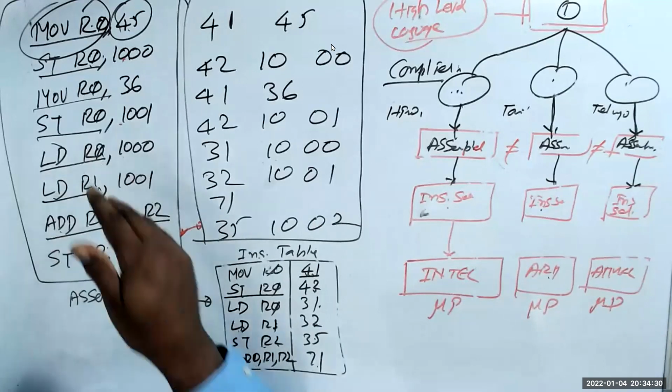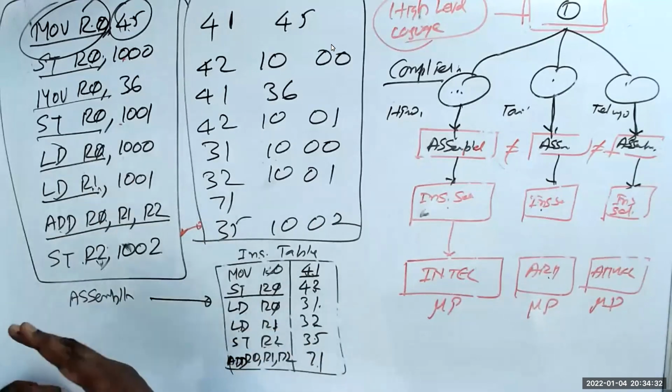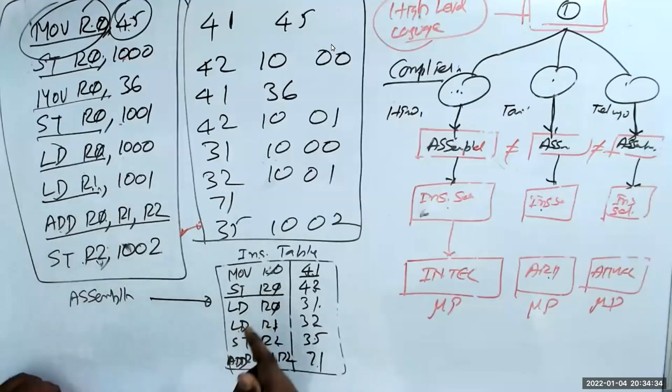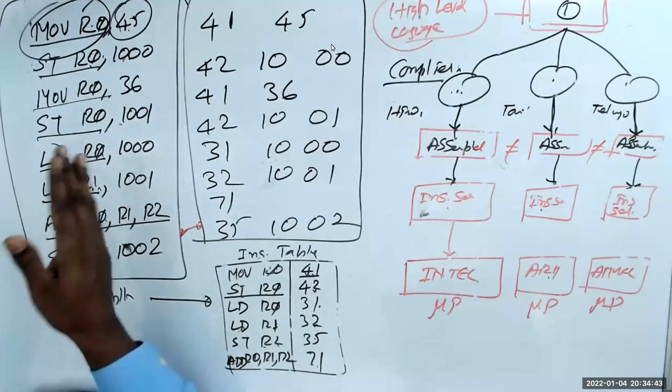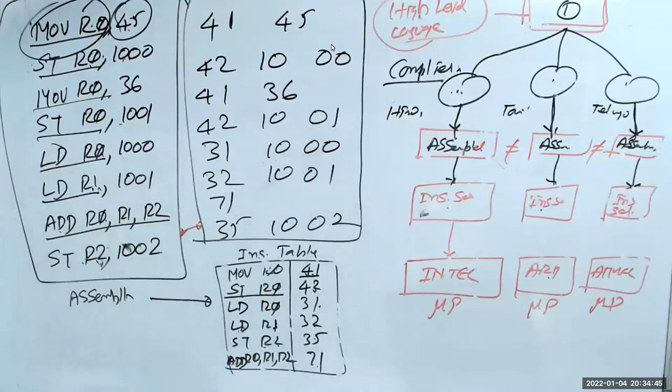Either you can do it manually, let's say in your college microprocessor lab, you will do it manually. But here we are going to teach you how to write your own assembler in such a way that you convert this to this by your program.